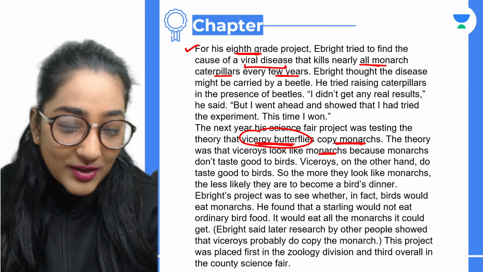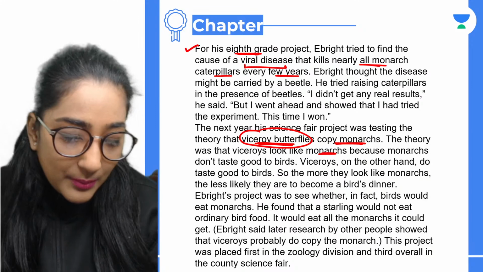Ma'am, I call it ladybug. Yeah, that's a ladybug actually. All right, okay, Yashray, that's clear.